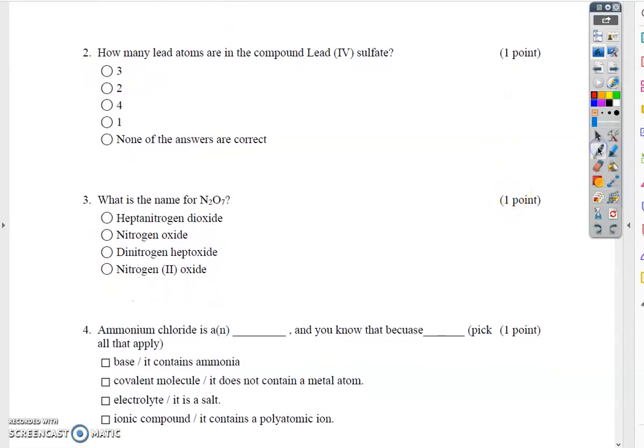Now this is asking how many lead atoms are in that compound. So really what it's asking you to do is write out the formula. The Roman numeral here is telling you that it's lead 4 because lead could be a +2 or +4. So that's a 4. Sulfate, ending in ATE, that's telling you that you have to go to the polyatomic ion page, and that is SO4 with a -2.